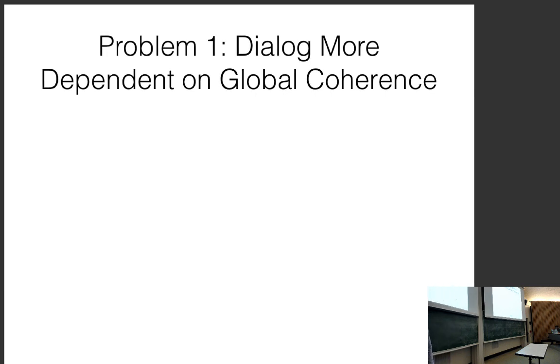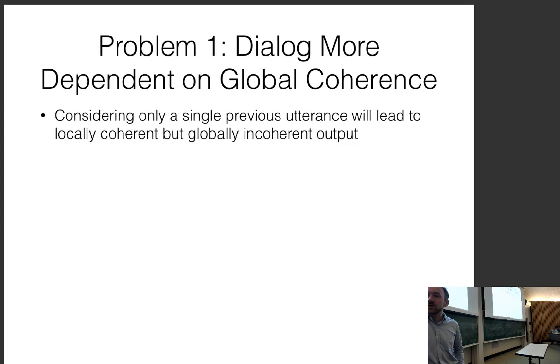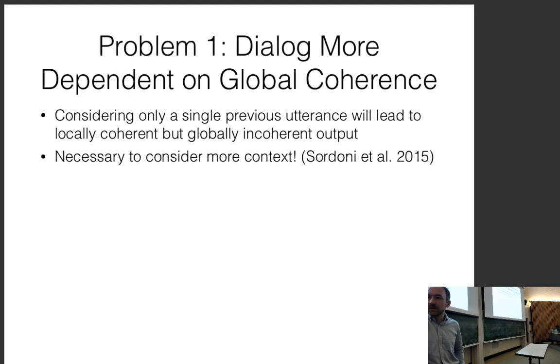However, there are lots of differences between machine translation models and dialogue models. And problem number 1 is dialogue is more dependent on global coherence of all of the outputs. So considering only a single previous utterance will lead to kind of locally coherent but globally incoherent responses. So it's necessary to consider more context.